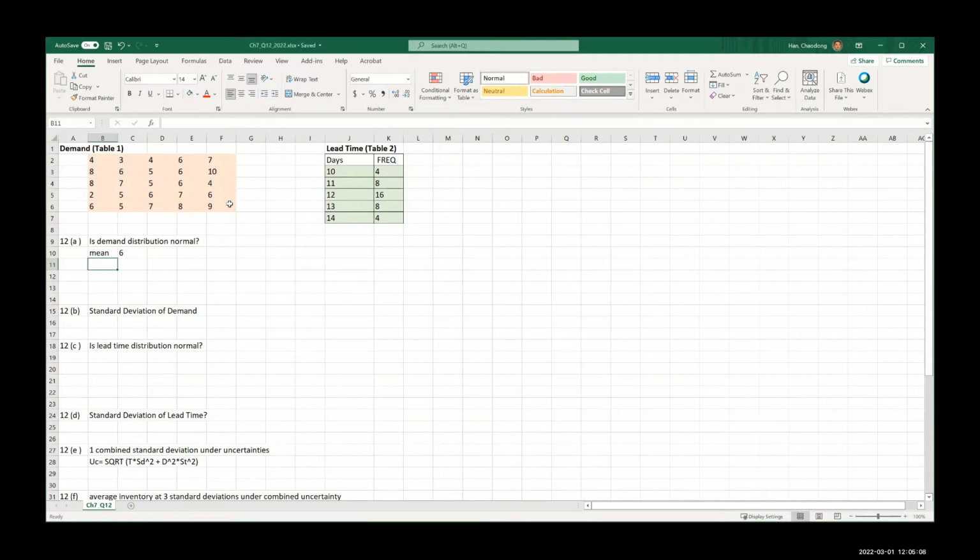Now let's see the median. It's the formula MEDIAN, select the data: 6 units. And the mode. So now, mean, median, and the mode are the same. Since mean equals median equals mode, it is a perfect normal.